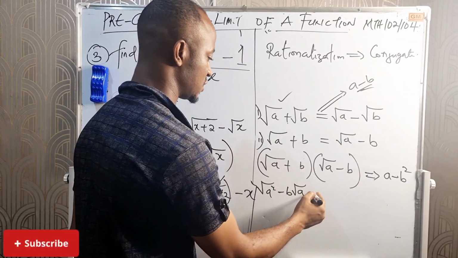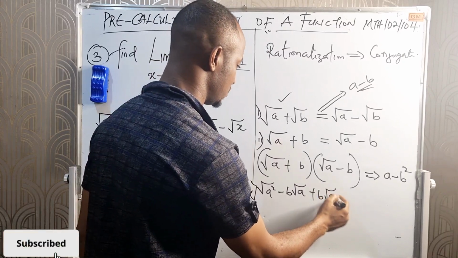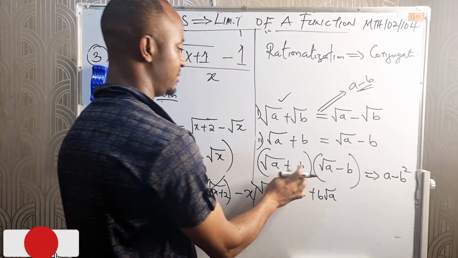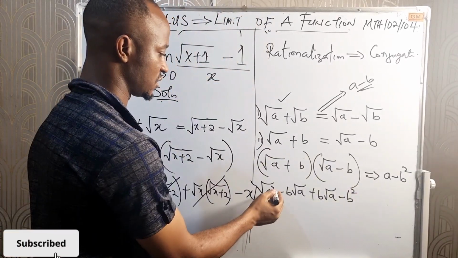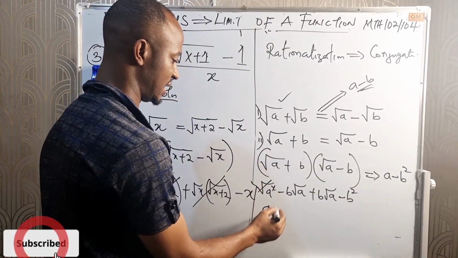B times A is what? Plus B with A. Then B times minus B is what? Minus B squared. So square can go with square. We are left with A, yeah?